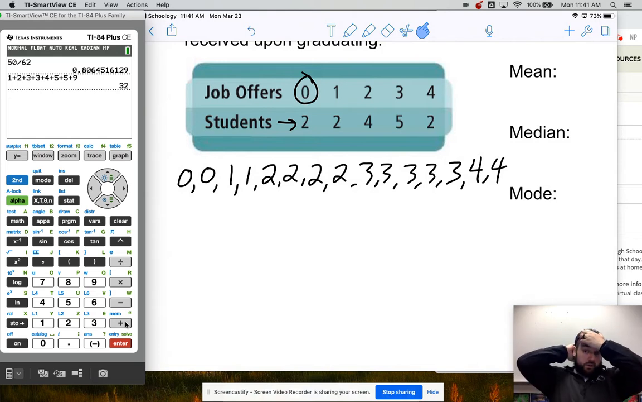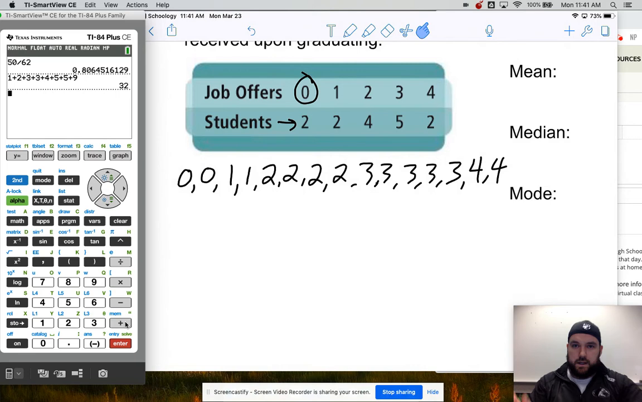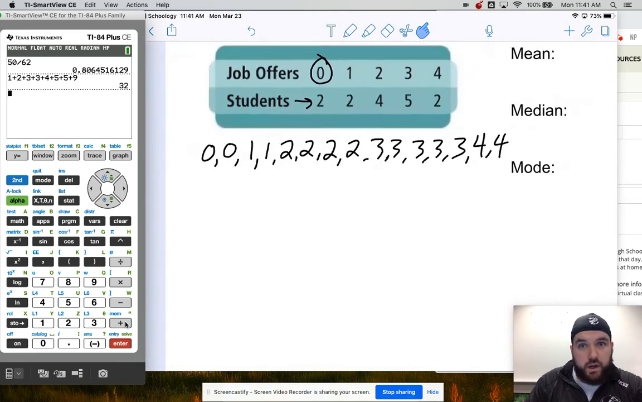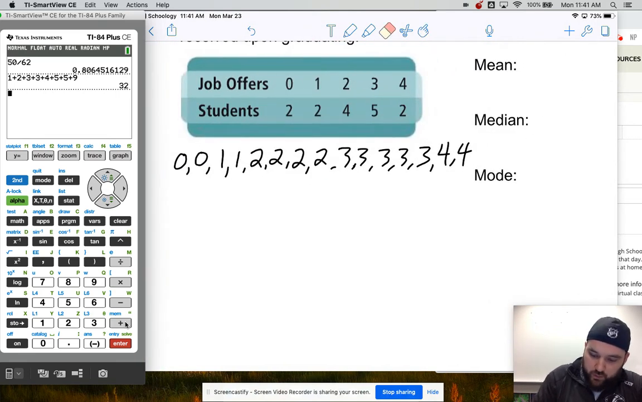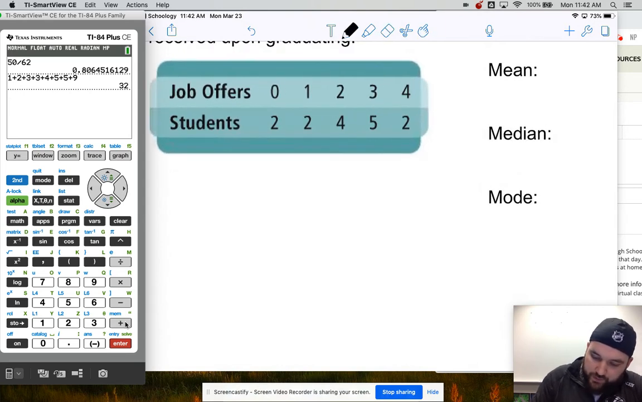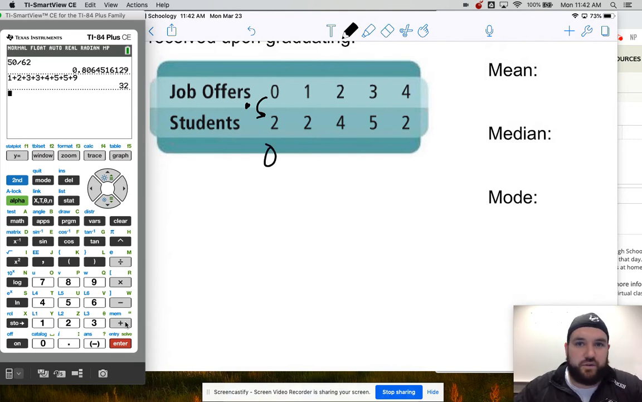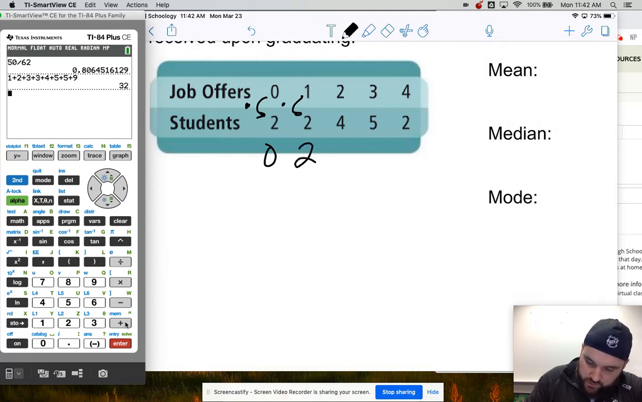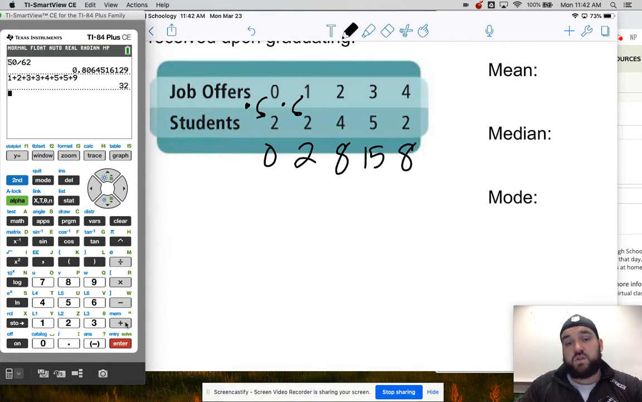Instead of doing it this route and writing all of it, I'm going to show you real quick how we could do all this just from the table. So if I want to do the mean, one thing I could do is if there is 0 job offers applying to 2 students, I'm going to times those together. And that would be a total of 0. 0 times 2 is 0. I'm going to multiply those together: 1 times 2, 2 times 4, 3 times 5, and 4 times 2. So the numbers I just wrote down are the total number of job offers in each column.